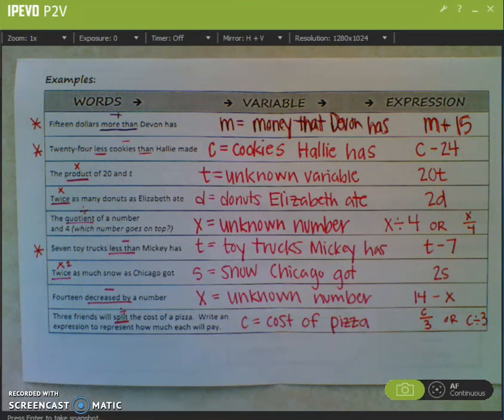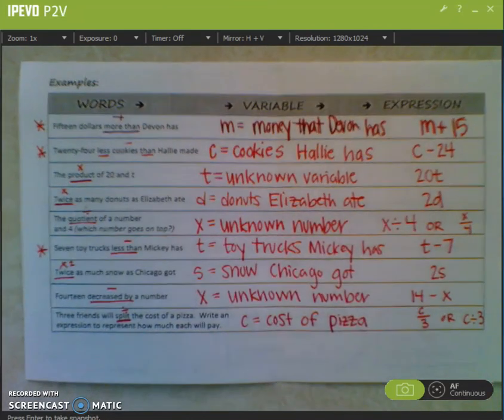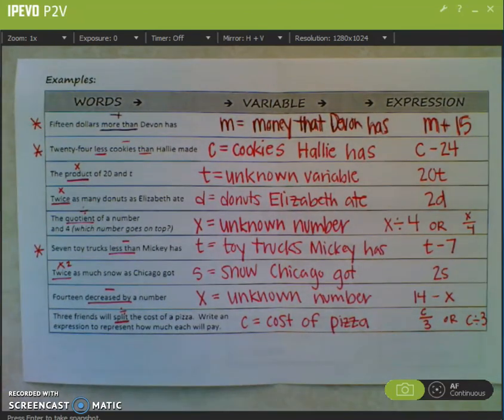Hopefully you've had a chance to check your answers. And now we're going to jump into some multi-step expressions on the inside.